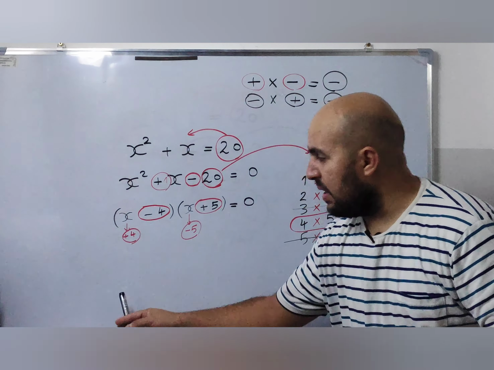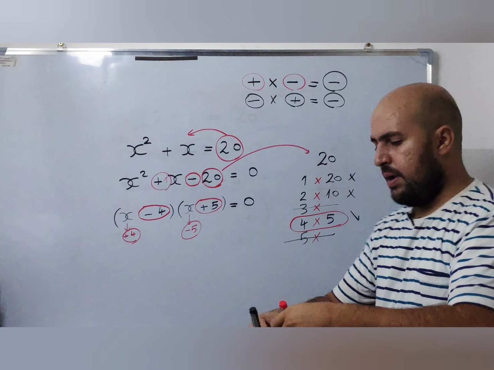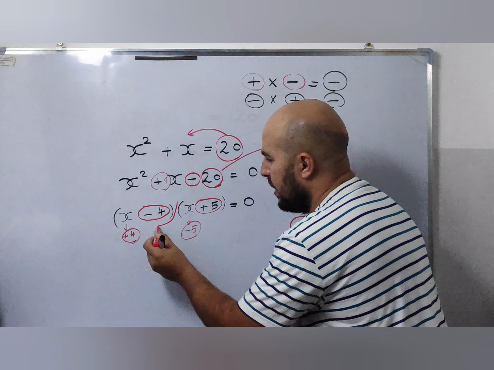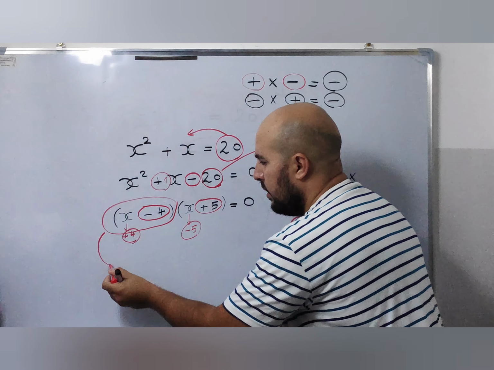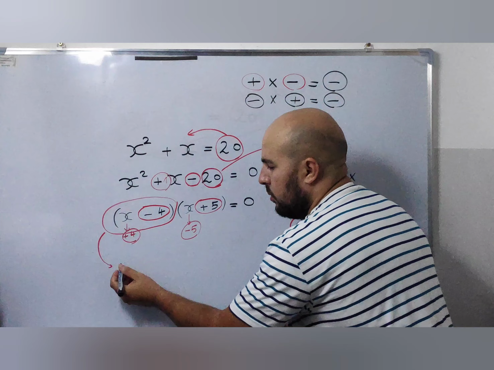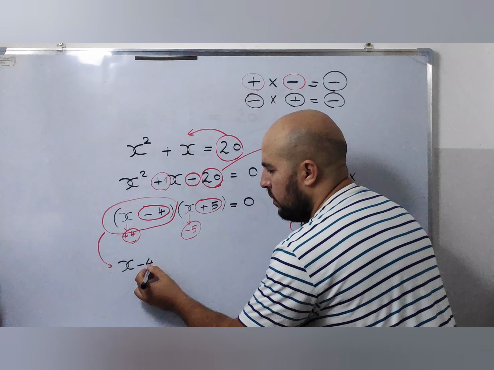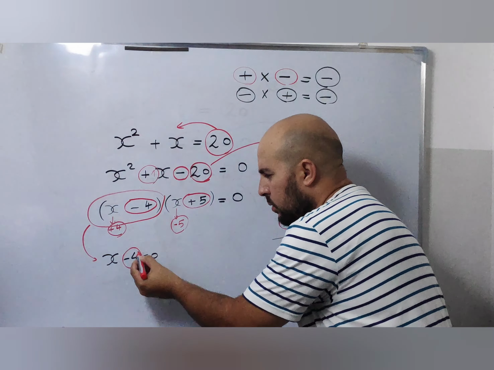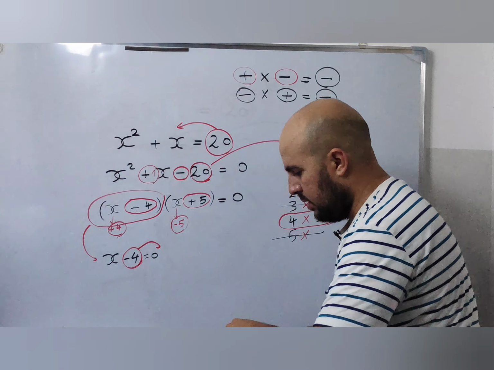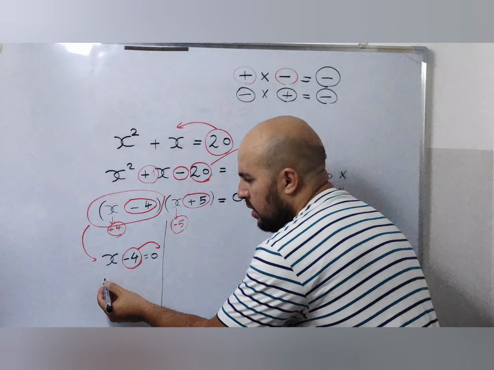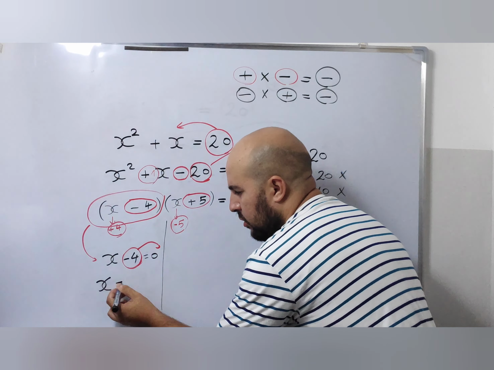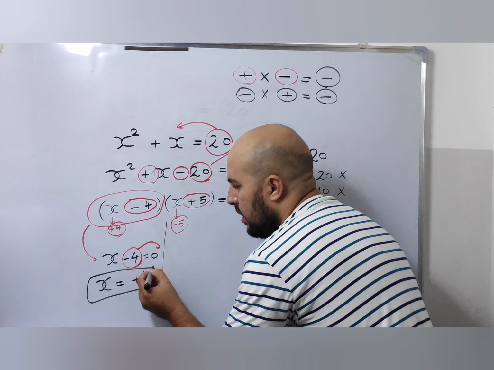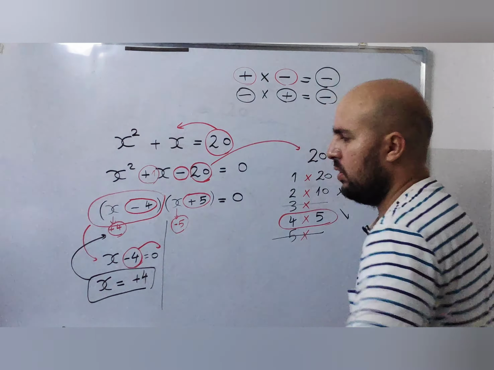Now, let's do the detailed method here just to check, okay? Now, the detailed method says what? It says take the whole bracket and put it here and make it equal to 0. So it's going to be x minus 4 equals 0. Now, we're going to take the negative 4 to the other side, and let's make a line here, okay? It's going to be what? Very good, positive 4. So x equals positive 4, the same answer that I got with the short method.